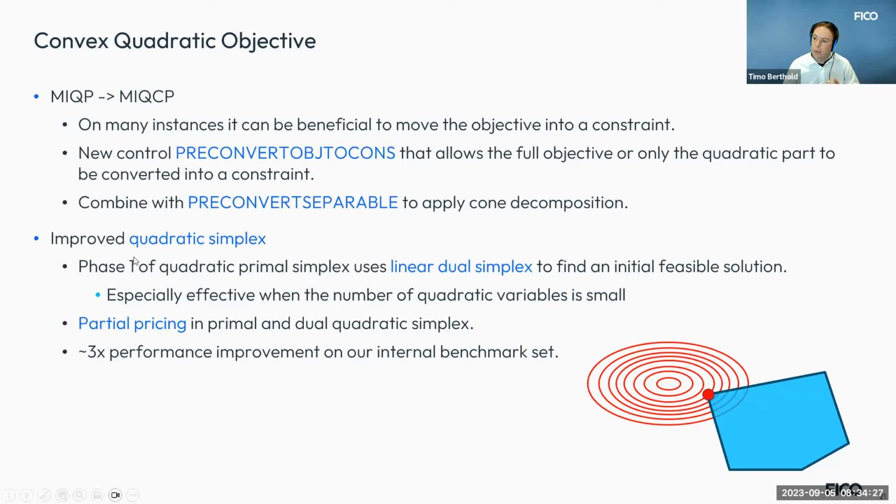We also improved our quadratic simplex. Here is a visualization of a quadratic programming problem. The red lines indicate the quadratic objective, and this is an underlying linear constraint system. There's a special simplex algorithm for these kinds of problems, where we now use the linear primal simplex and the linear dual simplex in phase one to find initial feasible solutions, which is particularly effective when the number of quadratic variables is small. We implemented partial pricing for primal and dual quadratic simplex, and did some other little tricks and features which give some really nice performance improvements on these QP problems.